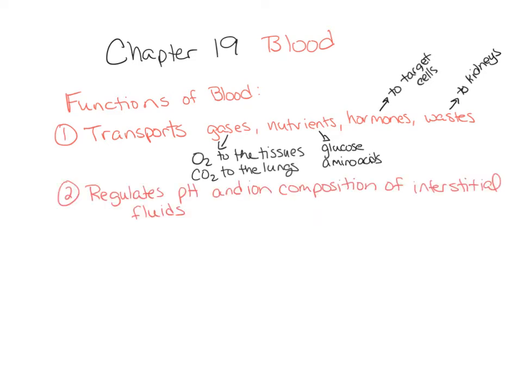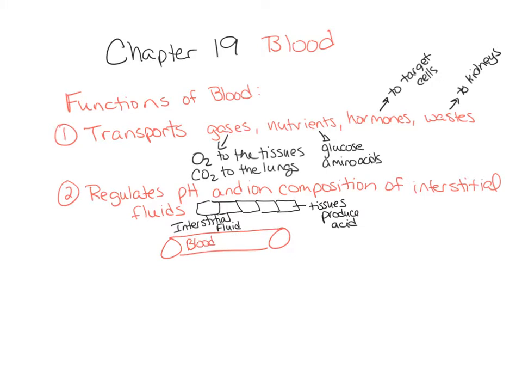urine. The second function of blood is that it regulates the pH and ion composition of the interstitial fluids. Active tissues in your body generate acids, and acids need to be neutralized. So the blood absorbs those acids and then neutralizes them. For example, lactic acid. Your muscles produce lactic acid, and the blood will absorb the lactic acid and then neutralize them. Ions also diffuse between the interstitial fluids and the blood to eliminate any ionic imbalances.